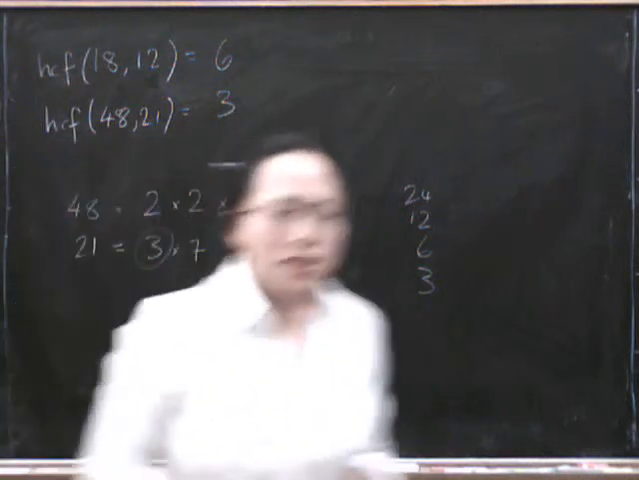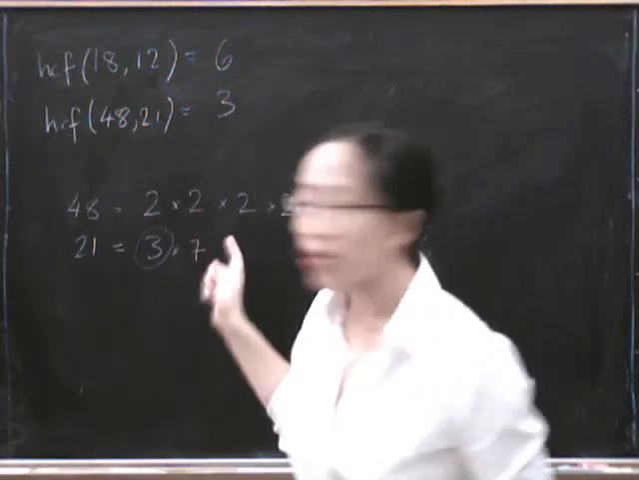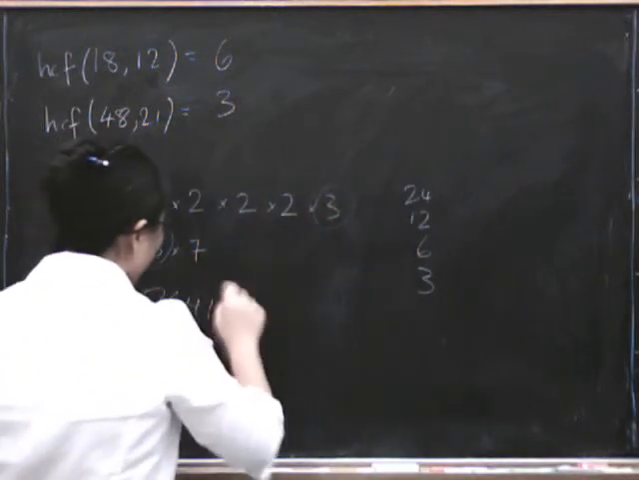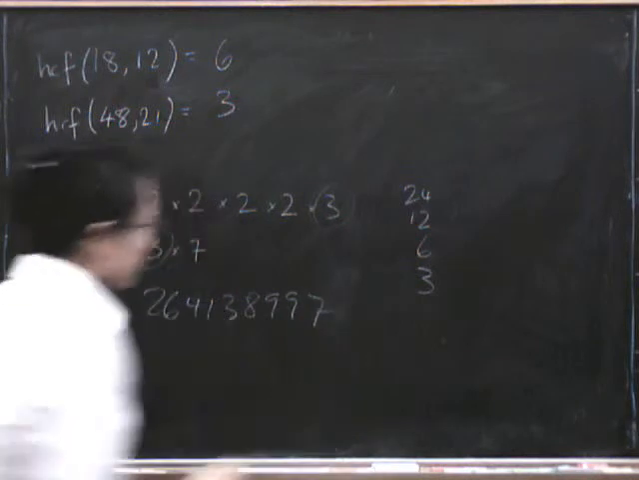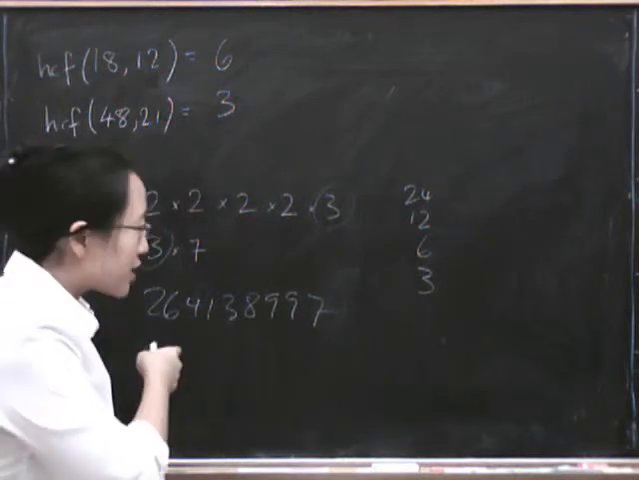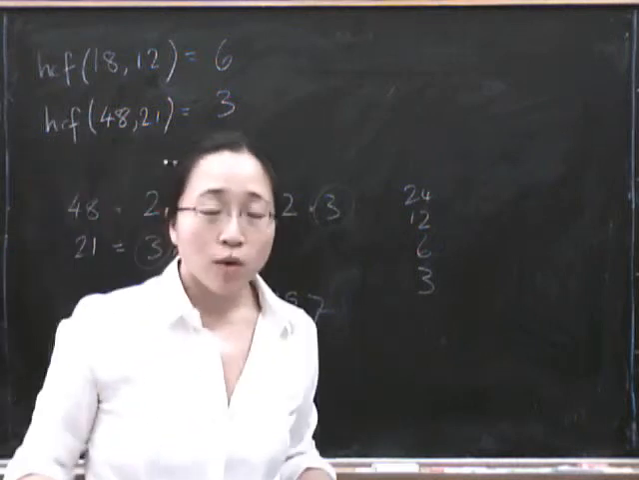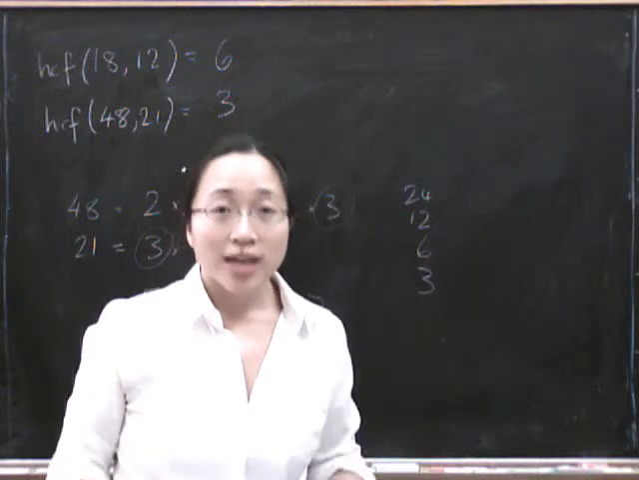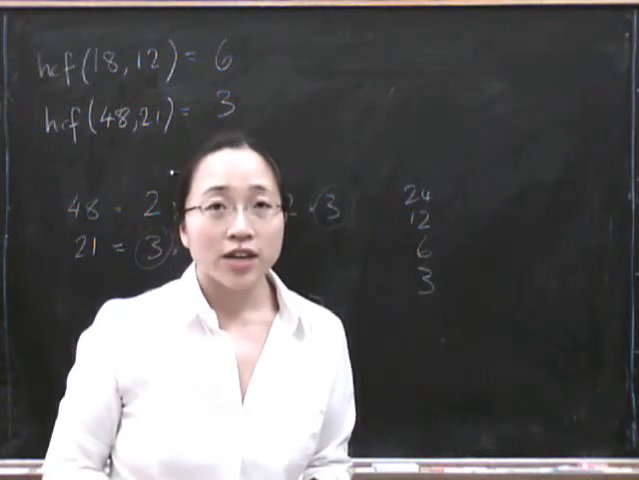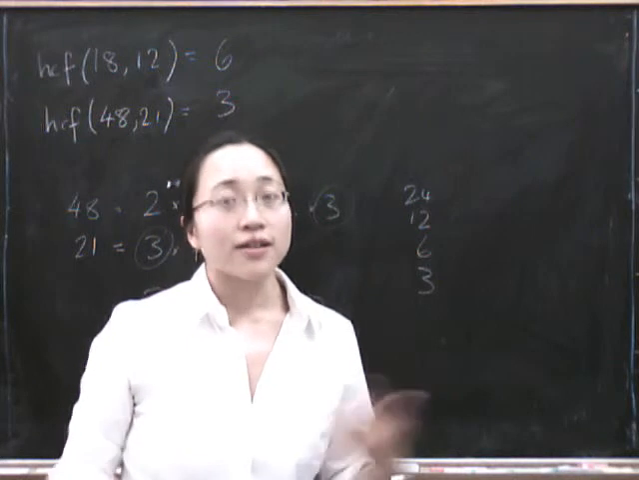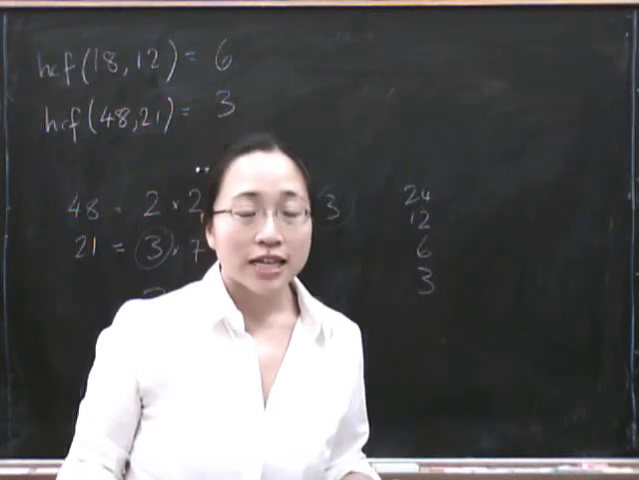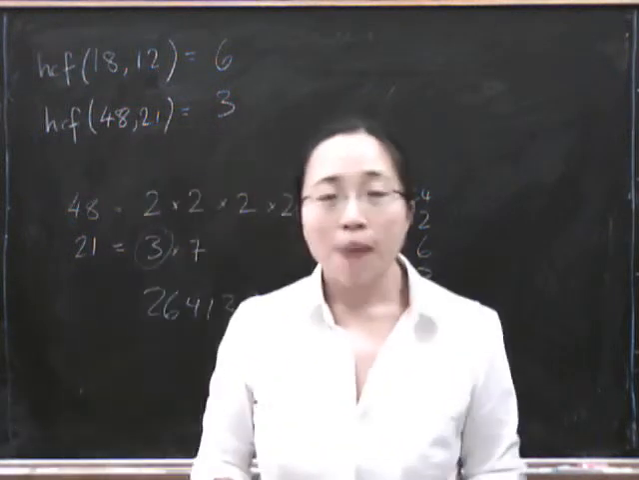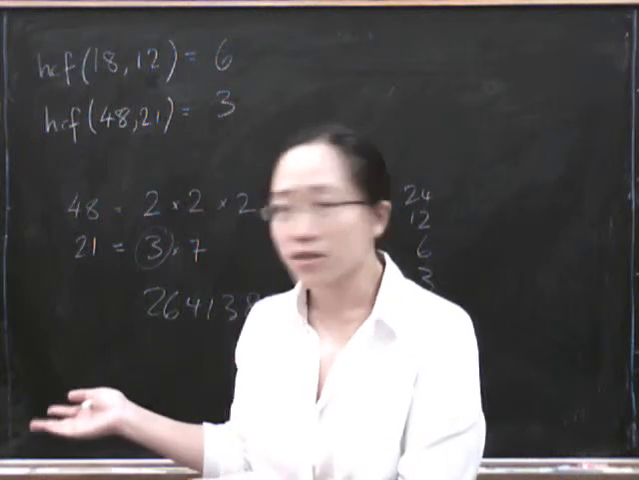Now that's all very well, but when the numbers get bigger, this method gets harder and harder and harder. Because if I say to you 26413899 7, how are you going to factorize that into primes? It's quite hard, and in fact, factorizing numbers into primes is genuinely really hard, and a lot of cryptography and codes and internet security and everything is based on the very fact that it's very difficult to factorize numbers at all. So I'm going to show you a method that doesn't require you to factorize things into primes.